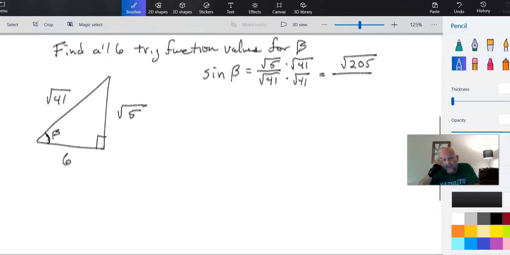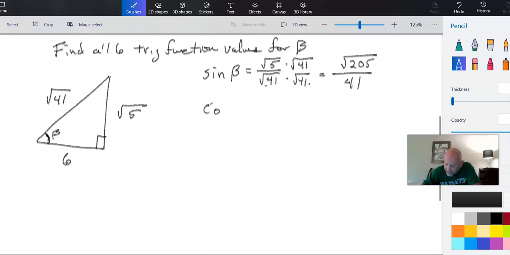And 5 times 41 is its prime factorization. That's actually a good thing to note. 41's prime, 5 is prime. That's your prime factorization. That'll help you know if you can reduce anything. And then square root of 41 times square root of 41 is just 41. And if you did a factor tree on 205 to see if it's simplified, the only branches would be 5 and 41. There's no pairs in there. And there's nothing to cancel out with the 41. So that is the sine of beta.